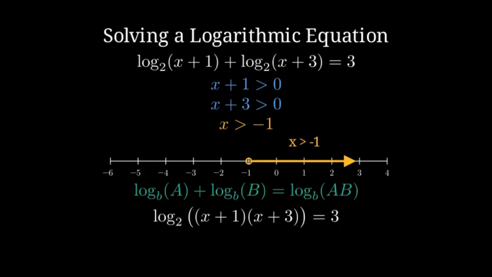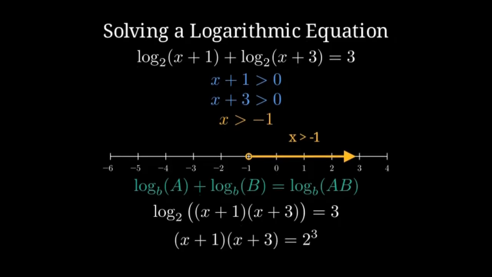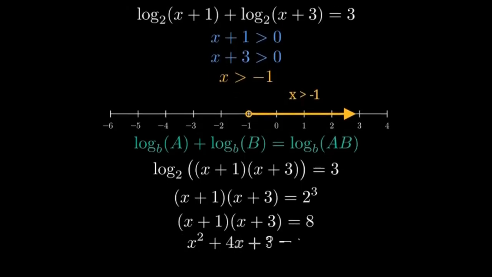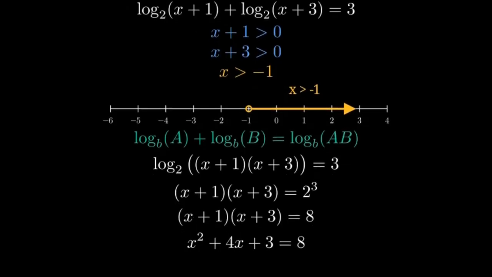To remove the log, we rewrite in exponential form. If log base 2 of something equals 3, then that something equals 2 to the third power. 2 to the third power is 8. So we get x plus 1 times x plus 3 equals 8. Now expand the left side. X squared plus 4x plus 3 equals 8.